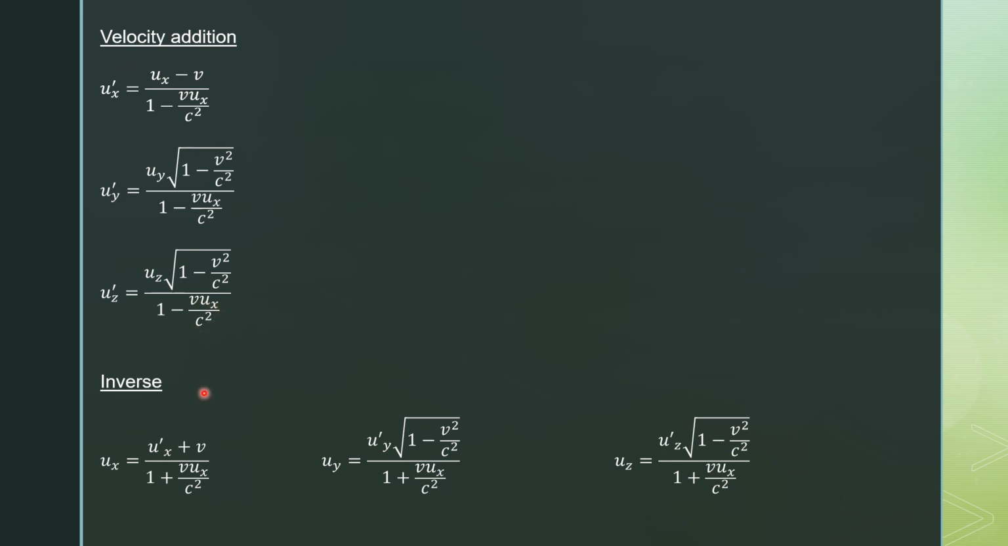So similarly we can write the inverse Lorentz transformation for velocity addition. So here our u_x can be (u_x' plus v) by (1 plus v u_x' by c square). u_y will be u_y' root over of (1 minus v square by c square) divided by (1 plus v u_x' by c square). And also u_z is equal to u_z' root over of (1 minus v square by c square) divided by (1 plus v u_x' by c square).